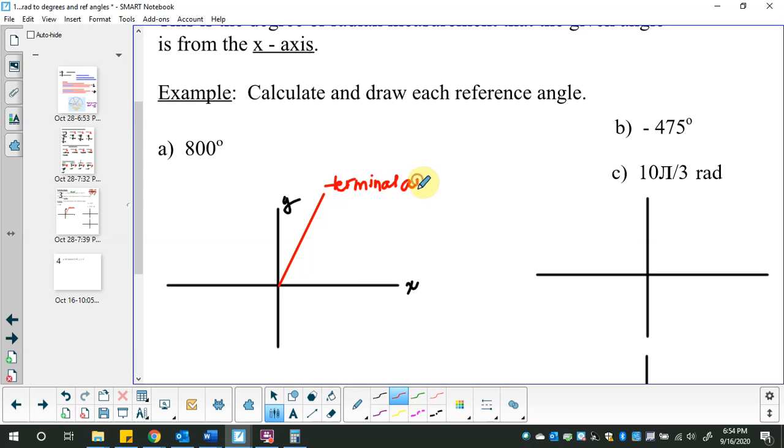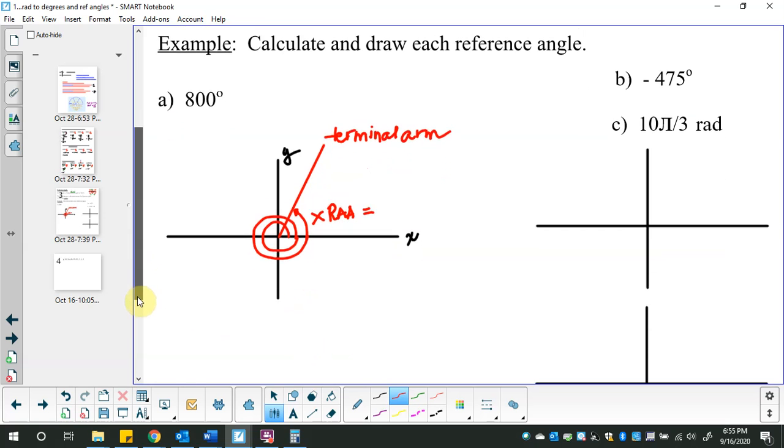And that thing I just drew is called the terminal arm. So what happened was I went around 360 degrees. I went around another 360 degrees, which actually makes 720 degrees. And 720 degrees is not quite 800. I need to go a little bit more, but not 90 up to here. So whatever this space is, that is the RAA. So can you figure out what that is?